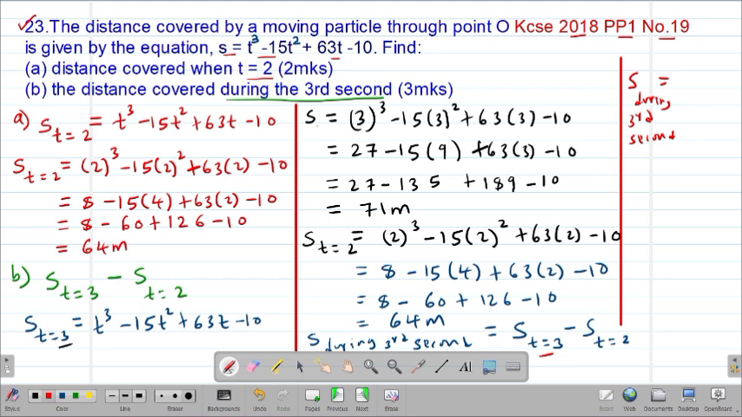We already have it here. This was when t was equal to 3. We got 71 meters. So this is 71 meters minus S when t is equal to 2 seconds. We got it as 64. So this was 64 meters. So you take 71 minus 64. Your calculator will give you 7 meters. So that is the distance covered during the third second.